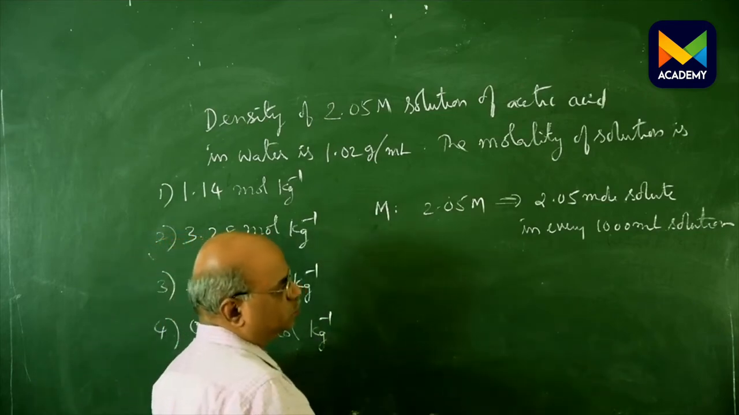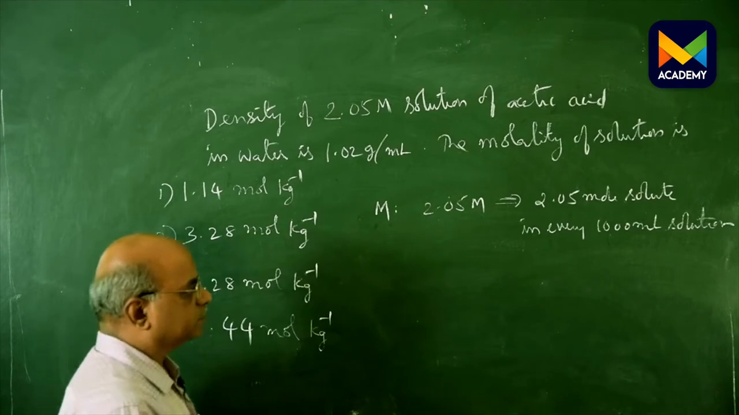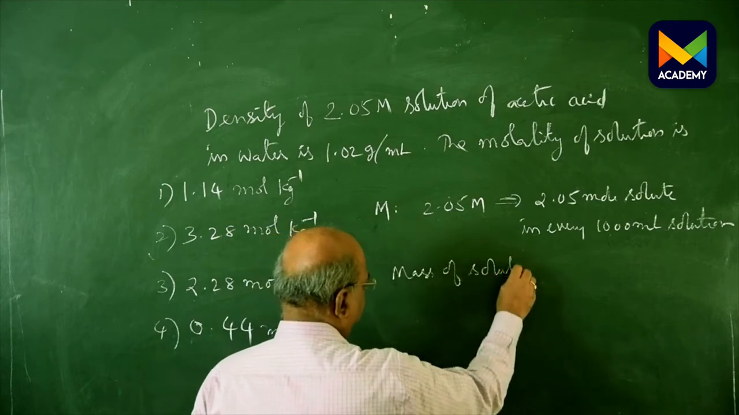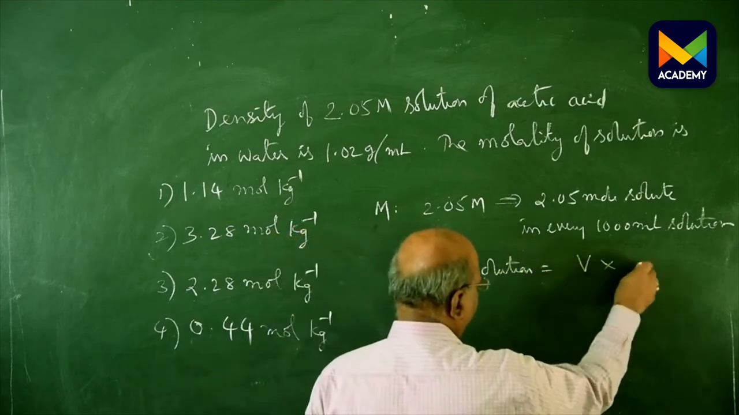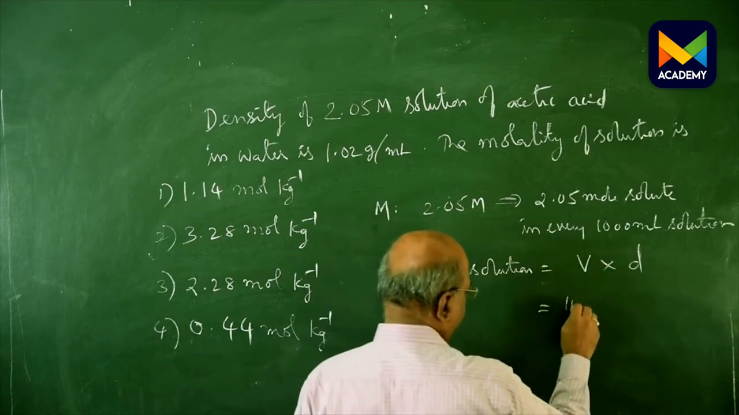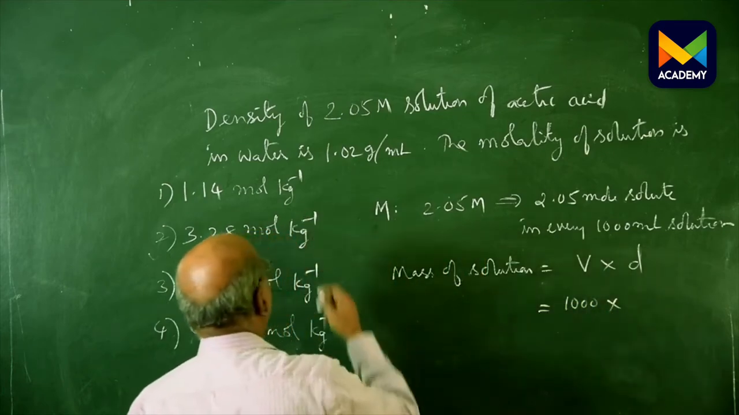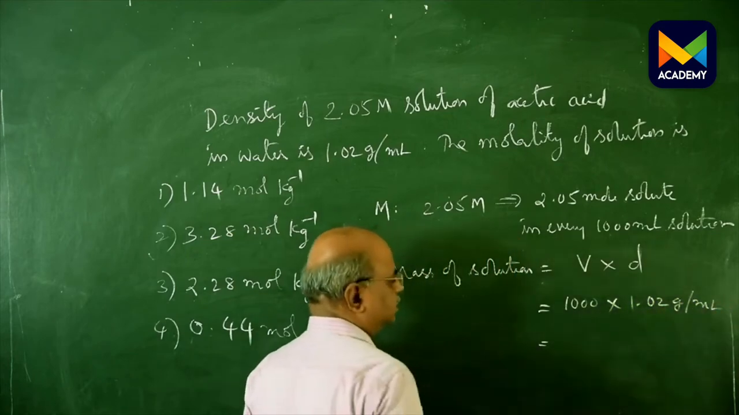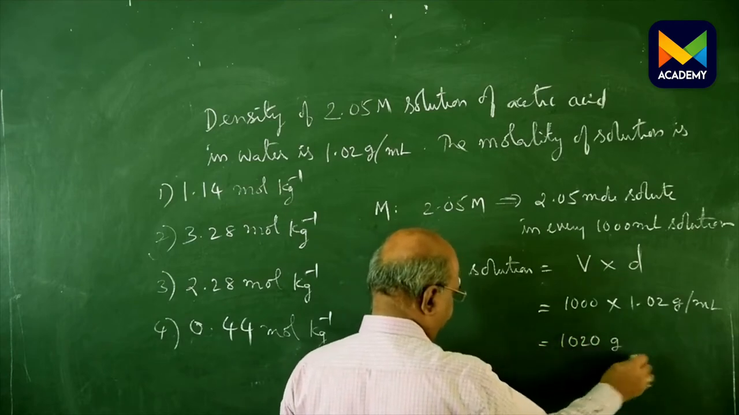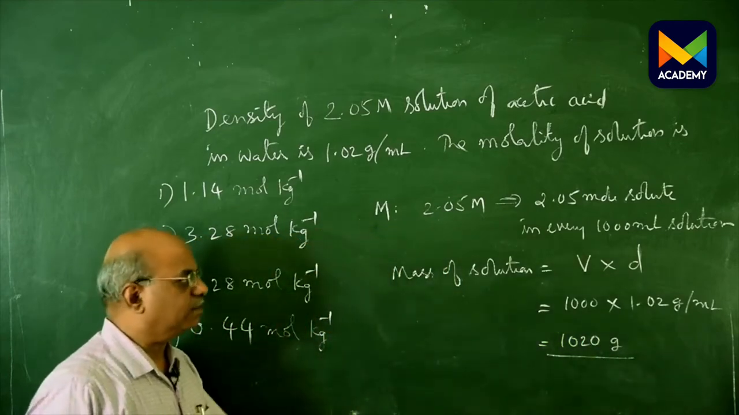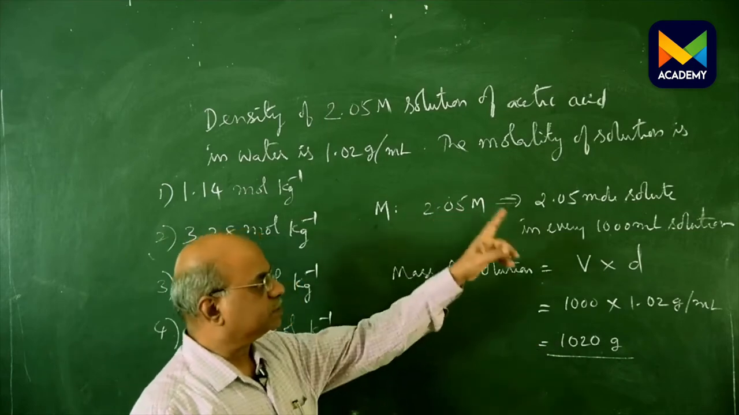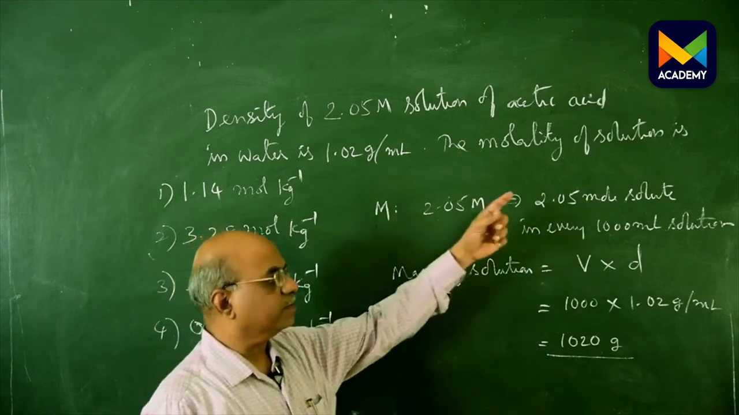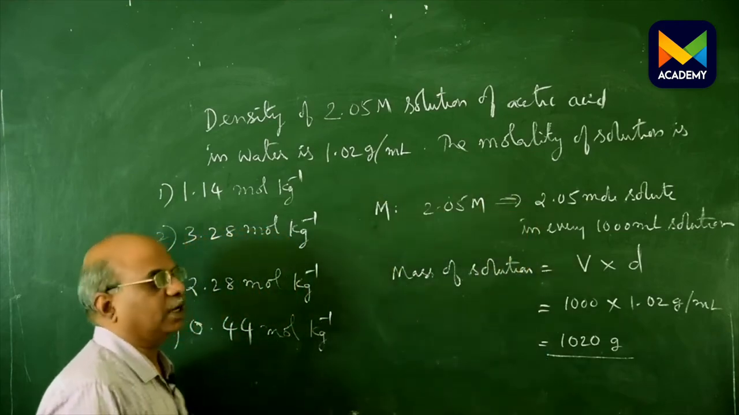So now, 2.05 moles of solute in every 1000 ml of solution. Then the mass of solution: mass is equal to volume into density. So volume is 1000 and density given is 1.02 gram per ml. So this comes to 1020 grams. So 1020 grams is the mass of solution, from which we have to subtract the weight of solute so that we get the weight of solvent. From the weight of solvent and the number of moles of solute, we can calculate molality.